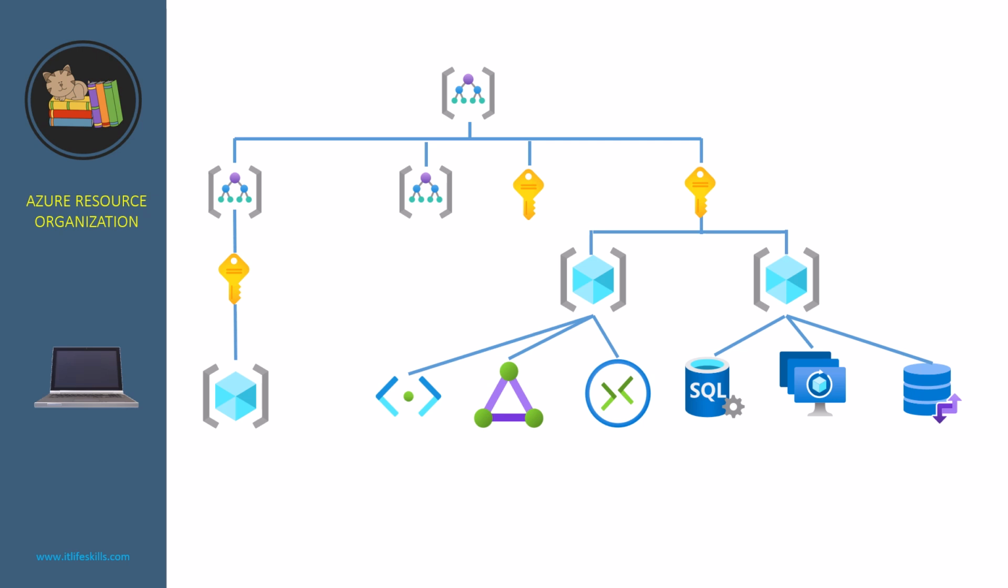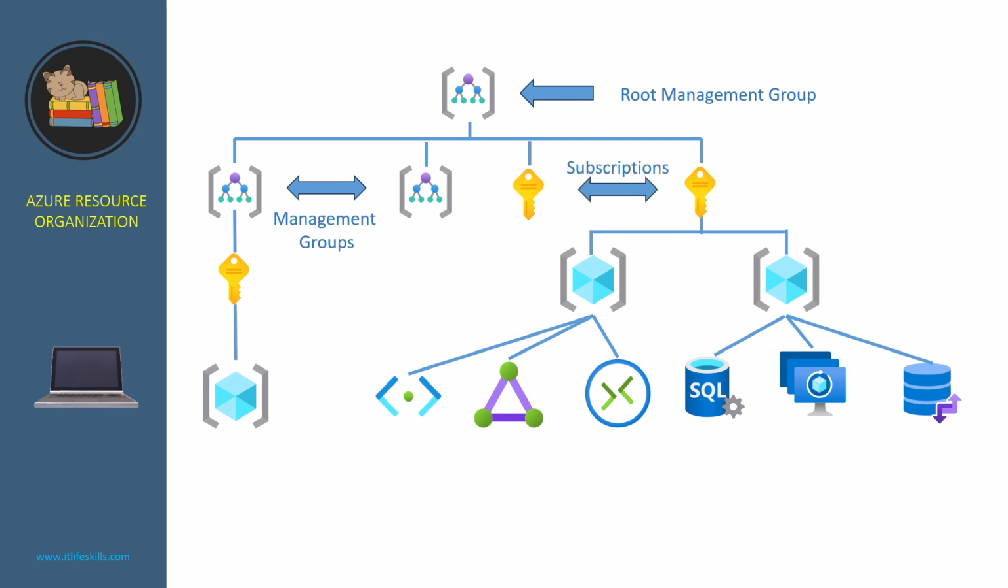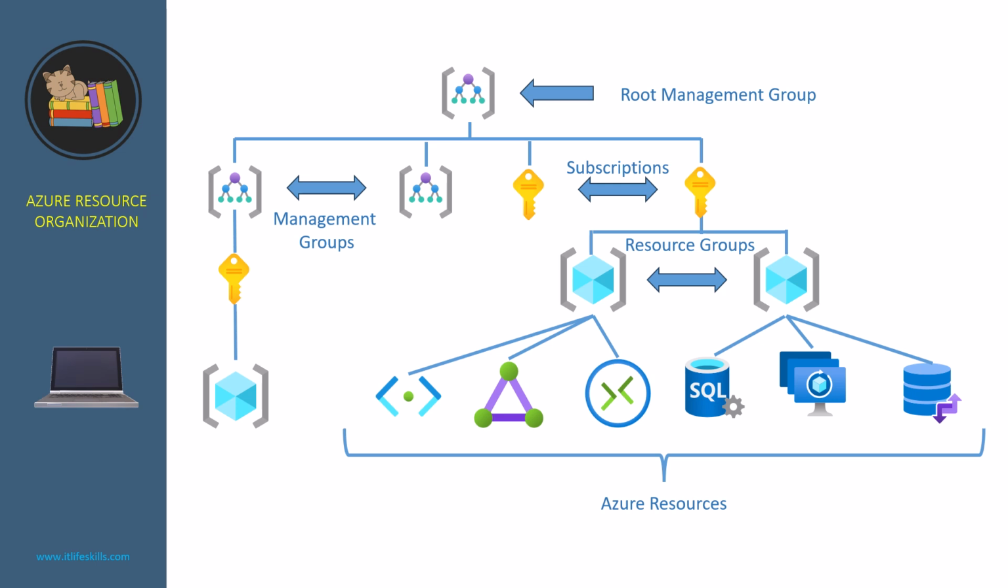Here is a typical diagram on Azure Resource Organization. As you can see, at the top level is the root management group, and under the root management group can be management groups or subscriptions, and under a subscription are resource groups, and under a resource group are Azure resources. We will learn more about these components in the next slides.